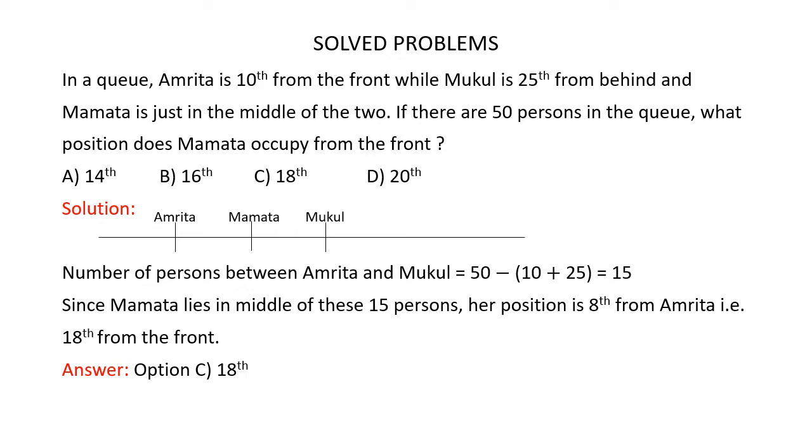So 10 plus 25 is 35. Now we know that the total number of persons in the queue is 50. So the number of persons between Amrita and Mukul will be 50 minus 35, which is 15. Since it's given that Mamta lies in the middle of these 15 persons, her position is 8th from Amrita. And since Amrita is 10th from the front, Mamta will be 18th from the front. So the correct answer is option C, 18th.